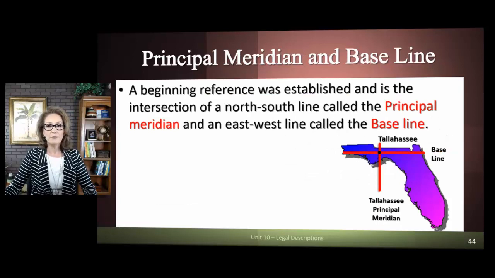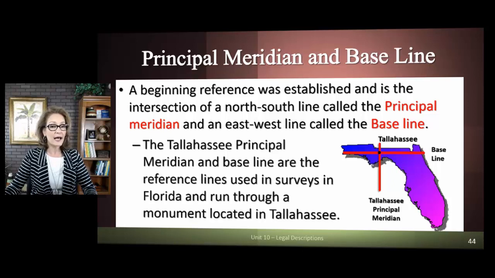Principal meridian and baseline. A beginning reference was established and is the intersection of a north-south line called the principal meridian and an east-west line called the baseline. The Tallahassee principal meridian and baseline are the reference lines used in surveys in Florida and run through a monument located in Tallahassee.